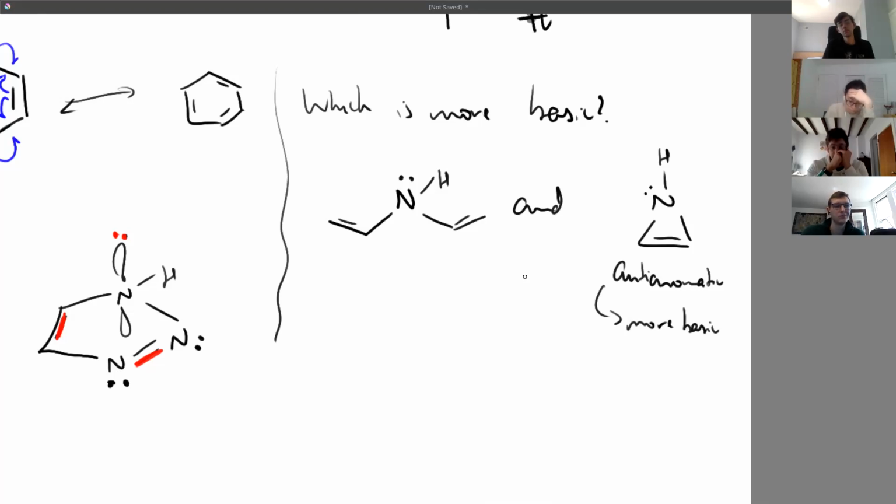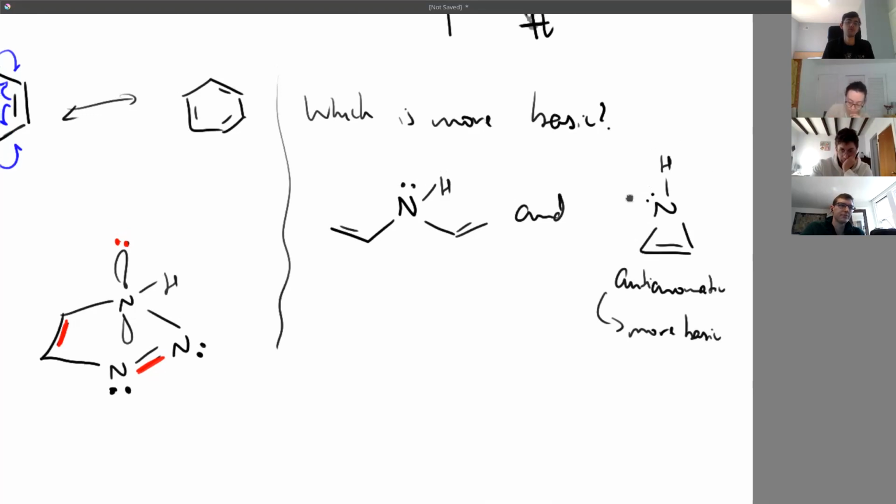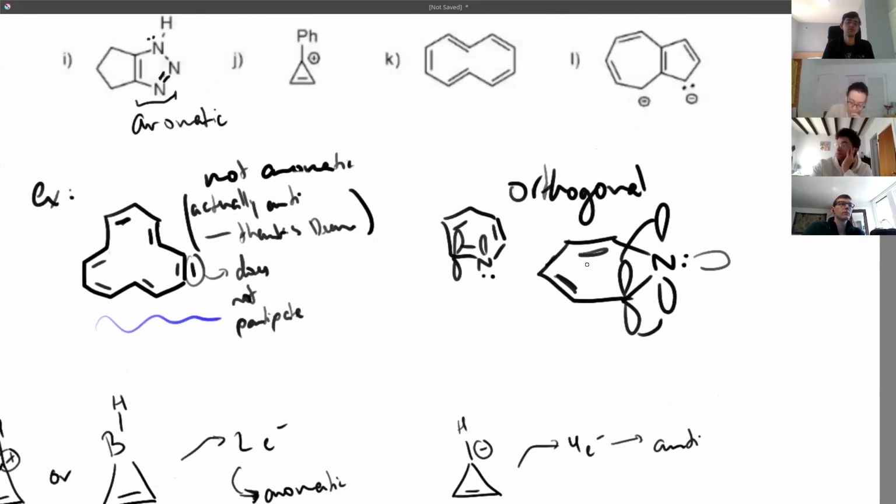Wait, I wasn't even really considering that. What was the first thing then? Adam, what was the first thing that you were considering? It's the fact that this molecule is anti-aromatic in its current state. Oh, okay. Yeah. All right. That is totally why.